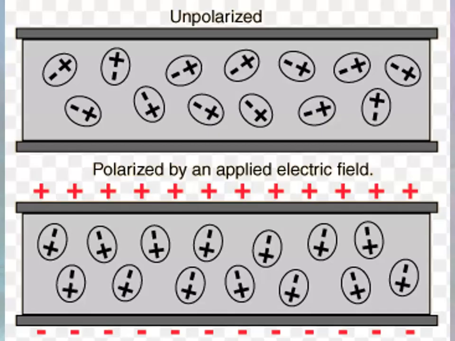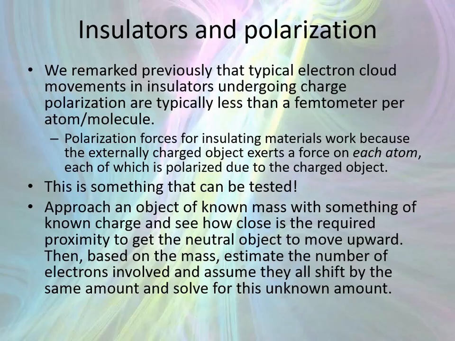So in the unpolarized situation, the atoms or molecules have kind of random orientations in terms of where the positives and negatives might be. Whereas if you apply an electric field, for example, you sprinkle a bunch of positive charges over here and a bunch of negative charges down at the bottom, then the molecules will kind of move around in a line such that the electron clouds will shift more toward the positive end, because it's positives that attract negatives and electrons are negatively charged.